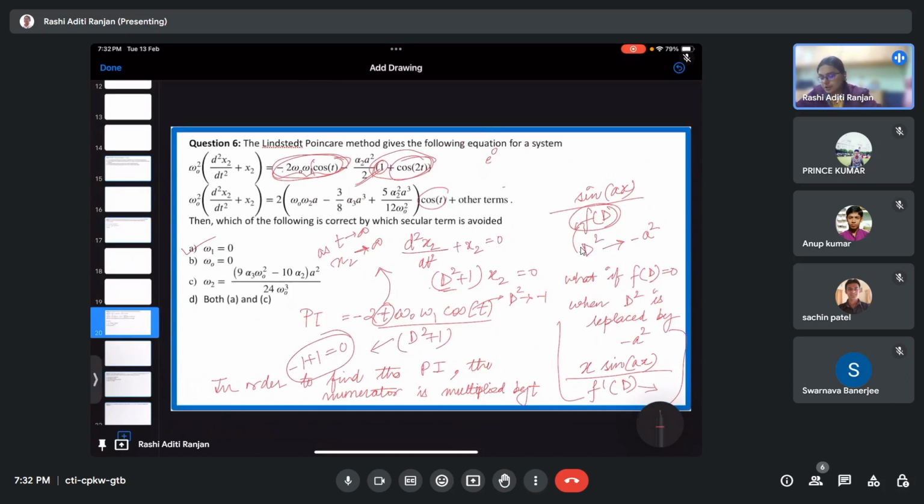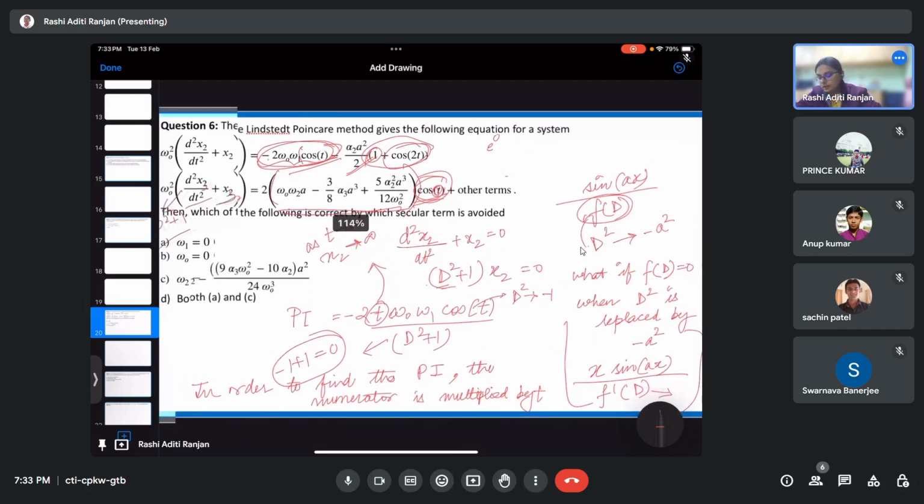Coming on to the second expression, as you can see that here we have cos t. Now in the previous case also this cos t was creating problem. Here also this is going to create problem because here also we have the same expression. Here it will not be 2, it will be 3. So here also our expression will be D square plus 1. Again, we have to avoid anything that has 1 here. Omega should not be equal to 1. So this is my secular term, and this should be equal to 0 in order to avoid infinity.